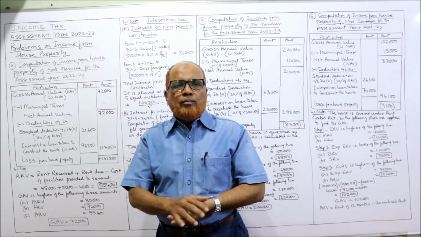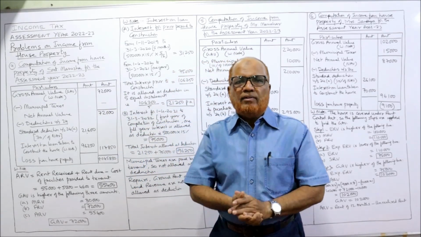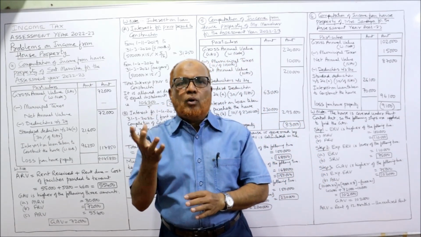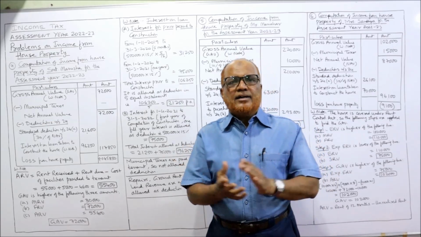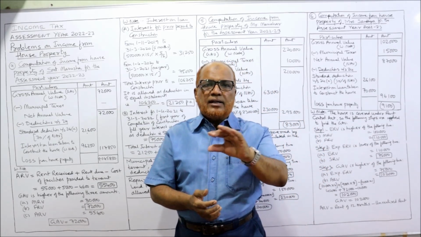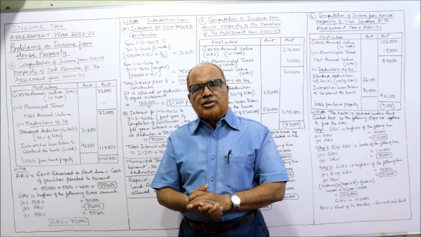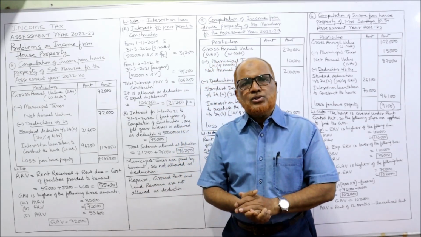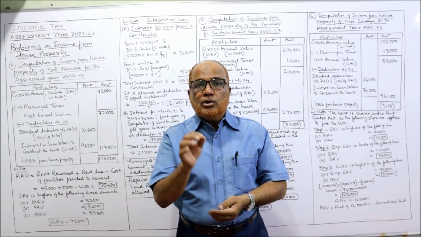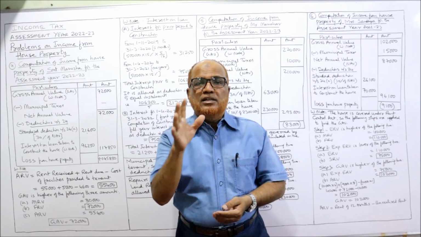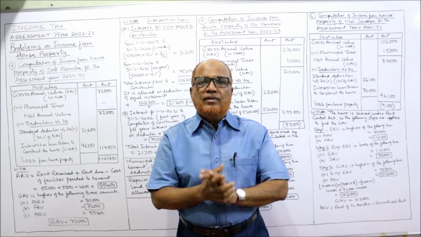Take the gross annual value minus municipal taxes, you'll get the net annual value. From that, deductions under section 24. Only 2 deductions are there, 24A and 24B: standard deduction, 30% of NAV, or interest on loan taken to purchase or construct the house. That's it. So simple. But every problem will come across one new point, so you have to focus on that new point in every new problem.